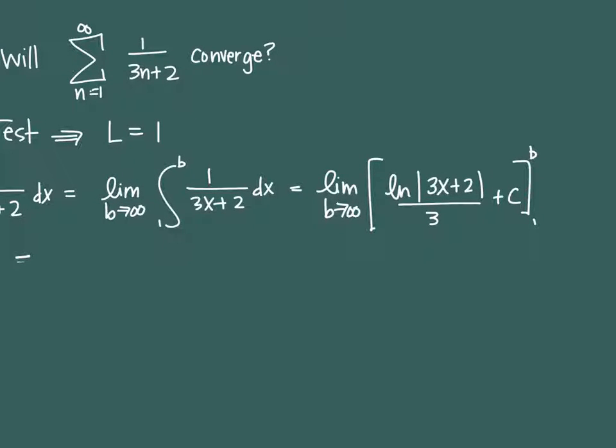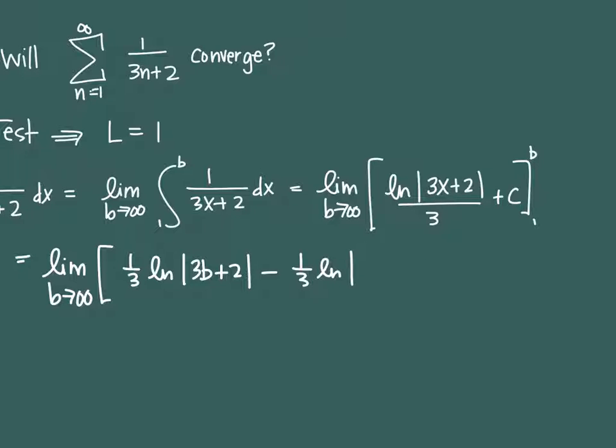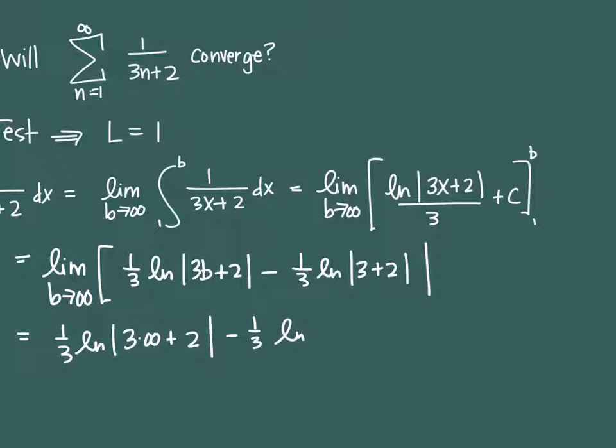And then I substitute again. The limit as b approaches infinity: I have 1/3 of the natural log of 3b plus 2, minus 1/3 of the natural log of 3 plus 2, which is 1/3 of the natural log of 3 times infinity plus 2, minus 1/3 of the natural log of 5.